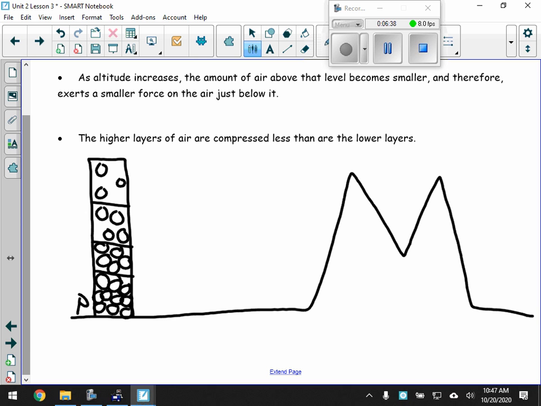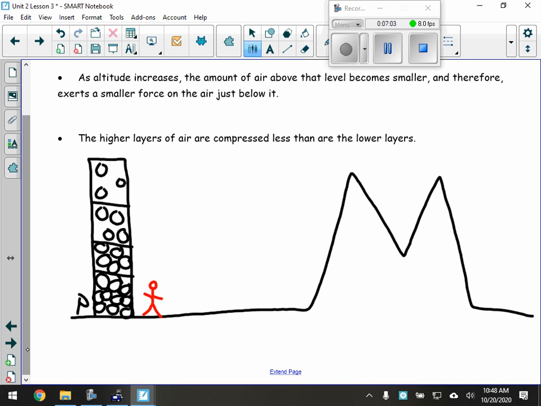Now you can imagine, if you're standing down here, the gases are compressed the most here, yes? So every time you take a breath of air, there is a lot of oxygen around us for us to breathe. Now, what happens when you climb?